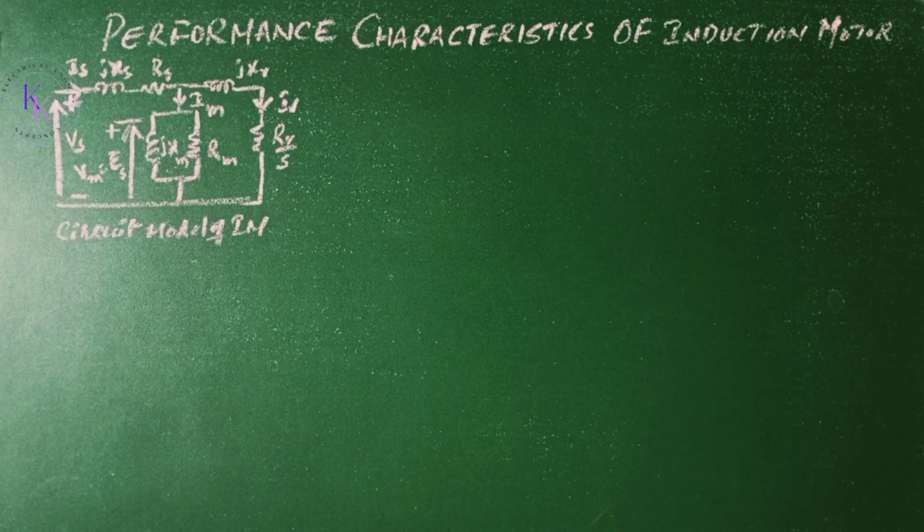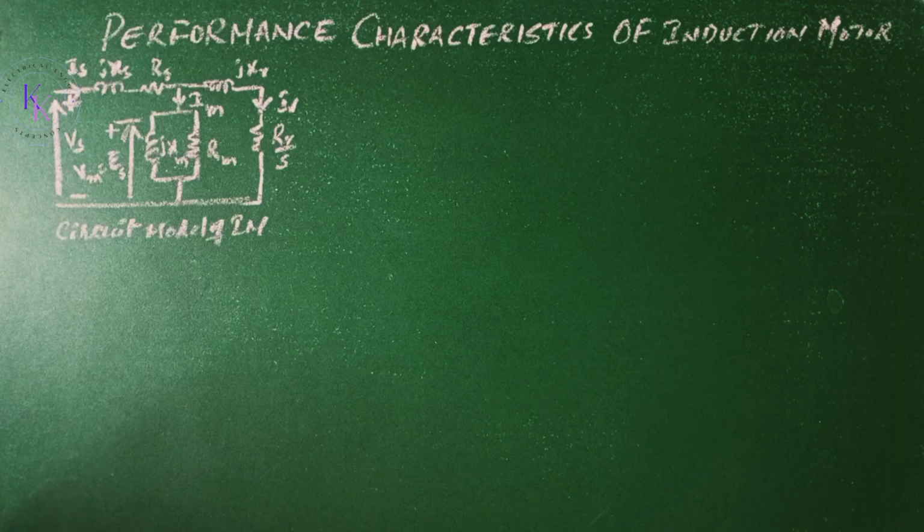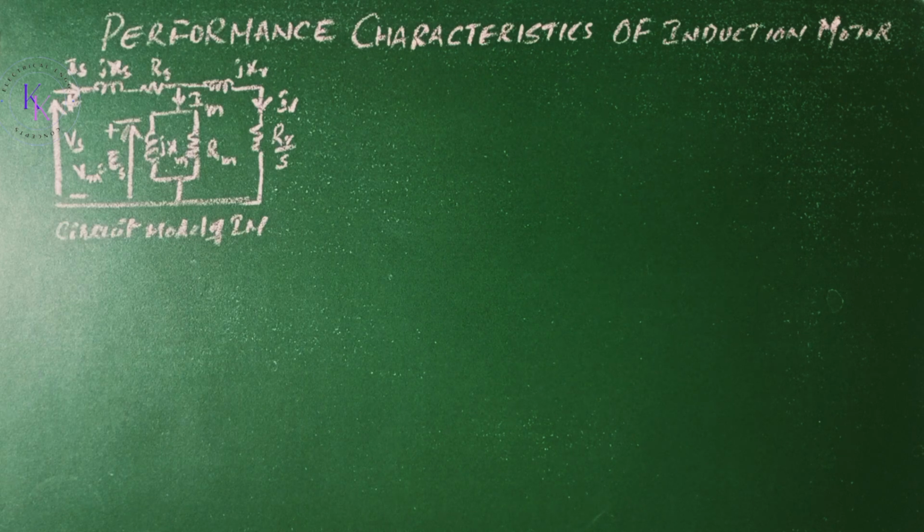Performance characteristics of an induction motor. Circuit model of induction motor, as we saw in the previous video. Now, the rotor current IR and the stator current IS can be found from the circuit model, where RR and XR refer to the stator windings. Once the values of IR and IS are known, the performance characteristics of the three-phase motor can be determined as follows.